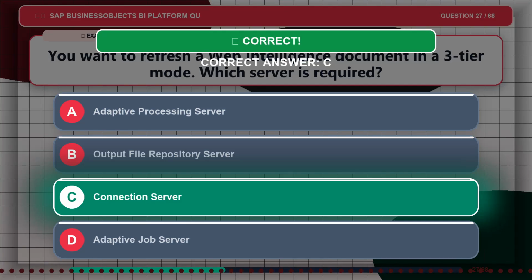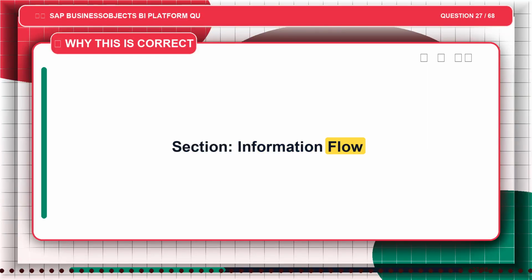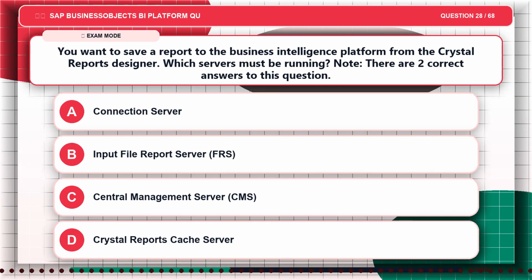The correct answer is option C, Connection Server. Section, information flow. Question 28. You want to save a report to the Business Intelligence Platform from the Crystal Reports Designer. Which servers must be running? Note, there are two correct answers to this question.